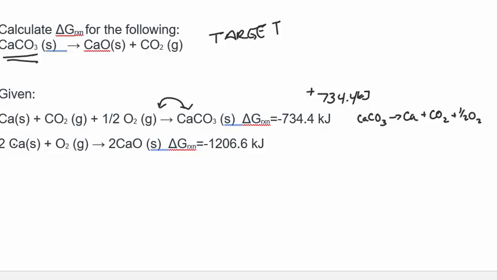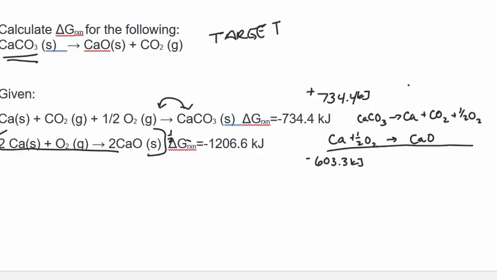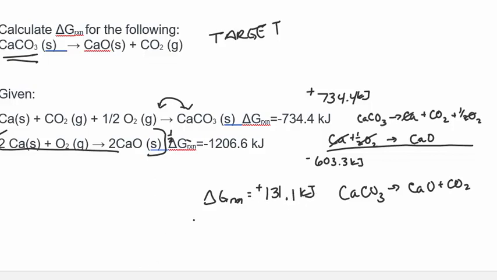So I'm going to multiply this entire reaction through by 1/2, and that actually multiplies my delta G by 1/2 as well. So now I have my calcium plus 1/2 oxygen reacts to form calcium oxide, and then I multiply that delta G by 1/2, so now I have a negative 603.3 kilojoules. When I add my reactions together, I'm going to cross out the like parts, and I should be left with my target, and I am. So now I'm going to add up my G values. And when I add up those G values, I get a delta G of the reaction is a positive 131.1 kilojoules.